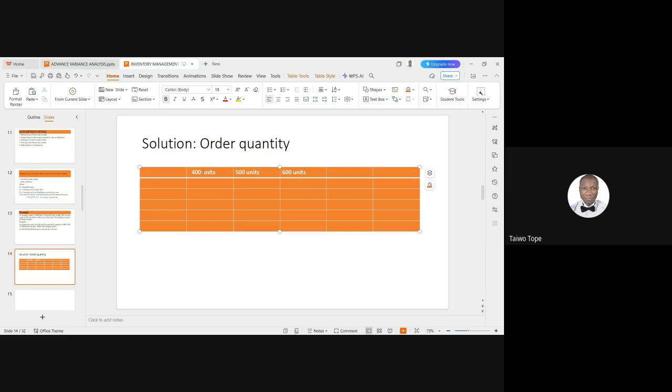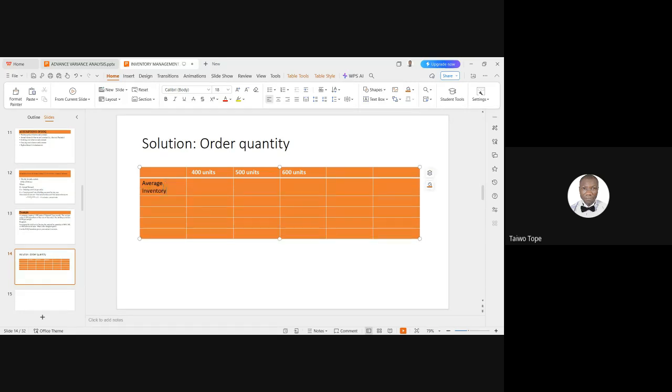Now, for you to solve this, you need to identify your average inventory. Your average inventory for each of these units is what? For 400 units, your average will be 200. For 500 units, your average will be 250. And for 600 units, your average will be 300.